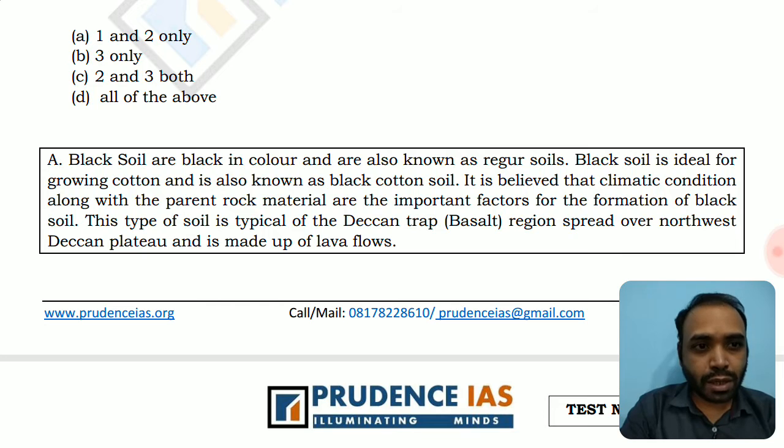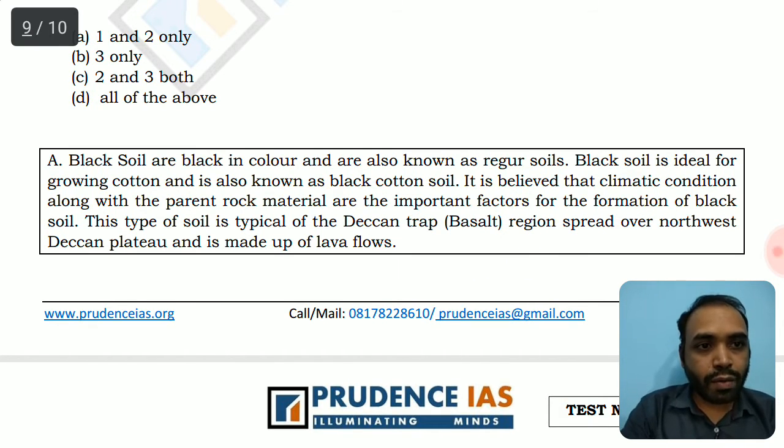We have taken up the MCQs regarding chemical and physical weathering in our previous video. So what we have to do is link each and every concept, especially in the scientific portions like geography, in which everything is connected. So this weathering, the physical and chemical weathering, is responsible for the formation of different types of soils. Let's read the explanation. This type of soil is typical of the Deccan Traps, the basalt region, spread over the northwest Deccan Plateau, basically the areas of Gujarat and Maharashtra, and is made up of lava flows.